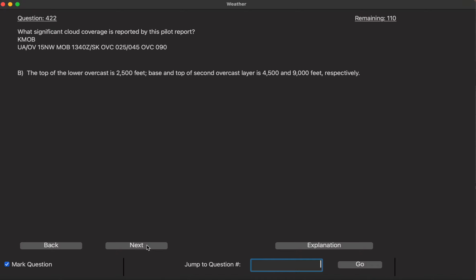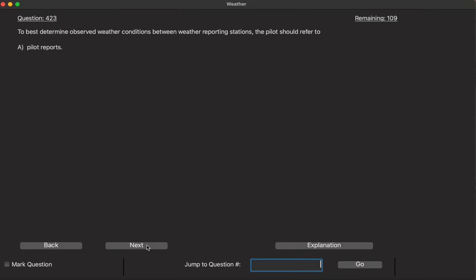What significant cloud coverage is reported in this pilot report? The top of the lower overcast is 2,500 feet; base and top of the second overcast layer is 4,500 and 9,000 feet, respectively. To best determine observed weather conditions between weather reporting stations, the pilot should refer to pilot reports.